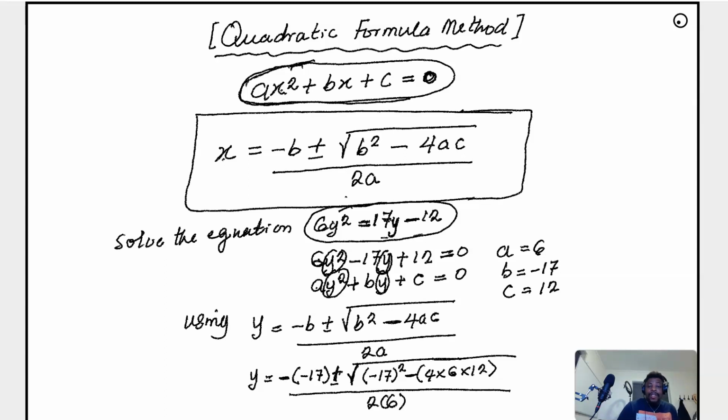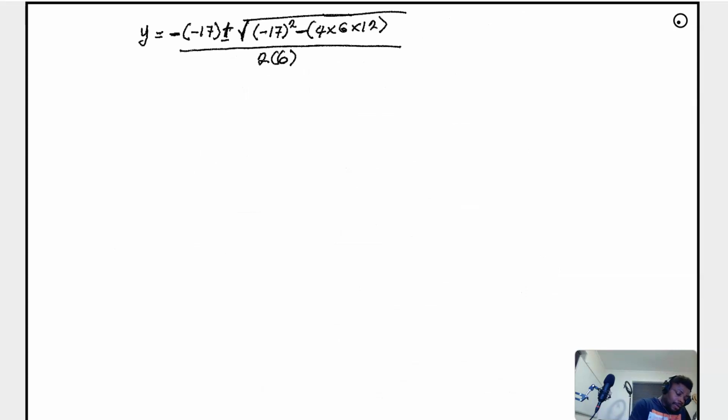6. So let's simplify this further so that we can get the values of y. So y is equal to minus times minus, that is plus. So plus 17. You don't have to write the plus there, it's okay. Plus or minus. This is minus 17 squared. That is minus 17 times minus 17. So minus times minus, that is plus. 17 times 17, that is 289. Then you have minus here.